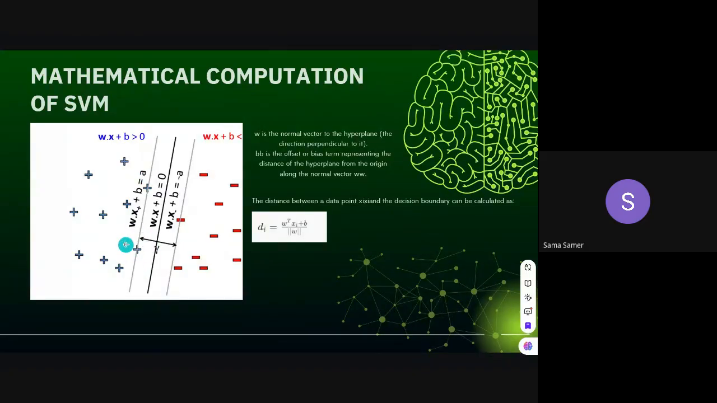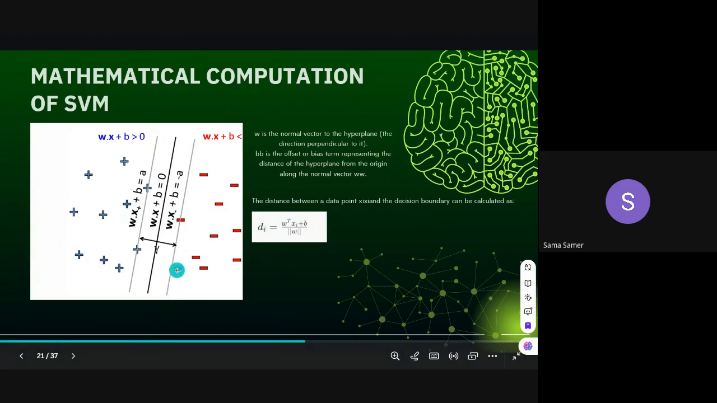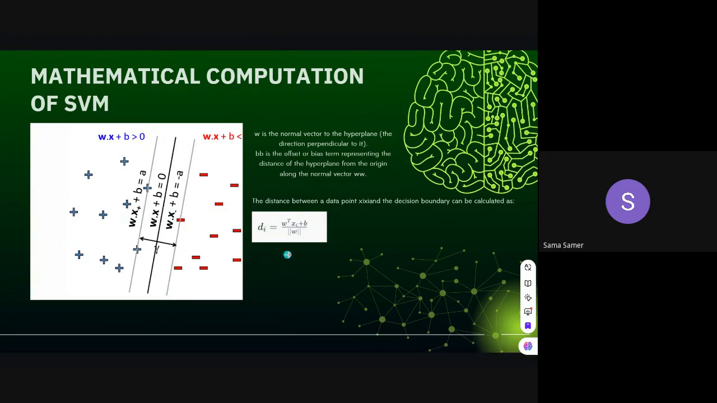Why is it called a support vector? Because it is the points that support the positive hyperplane. And here we have one point. This one point is the point that supports the negative hyperplane. So I have a question. Do you think that we can remove these support vectors? What happens if we remove these support vectors?